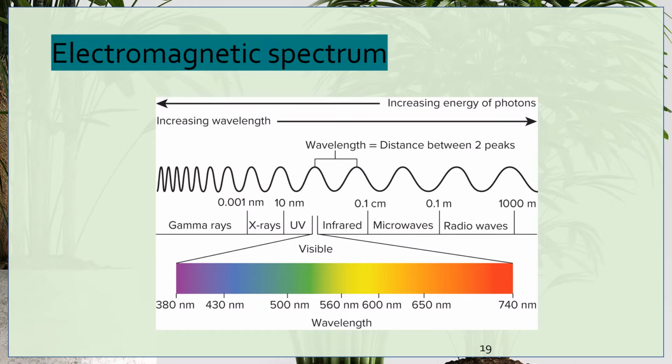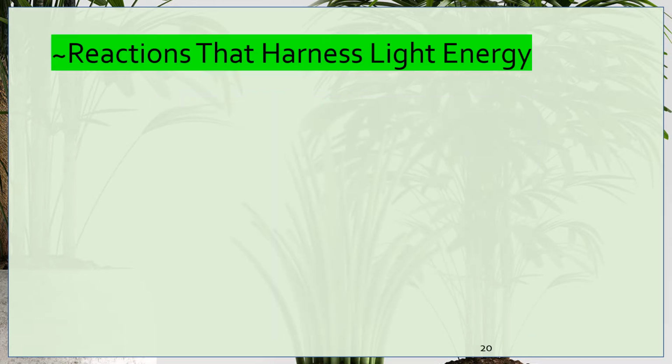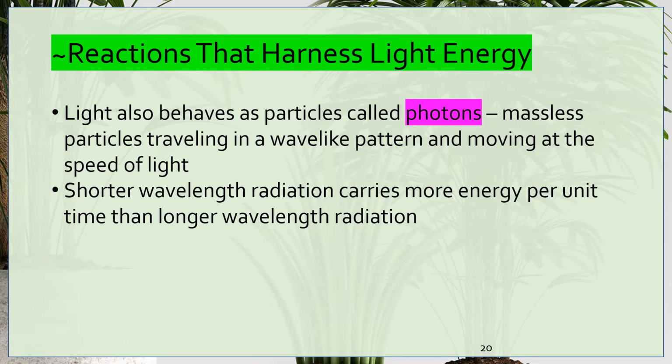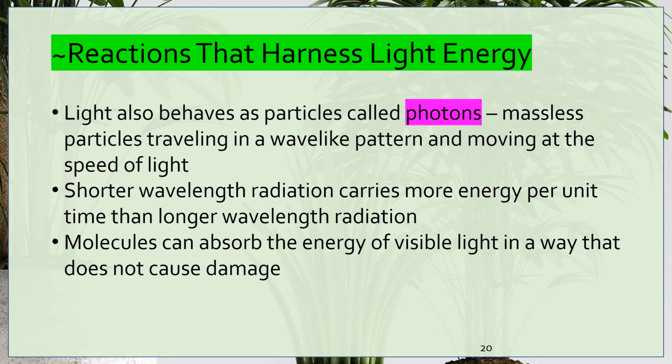As seen here, it goes over what's visible, gamma rays to radio waves, and so forth. Light also behaves as particles called photons, which is where the photo of photosynthesis comes from. These are massless particles traveling in a wave-like pattern and moving at the speed of light. Shorter wavelength radiation carries more energy per photon than longer wavelength radiation. Molecules can absorb the energy of visible light in a way that does not cause damage.